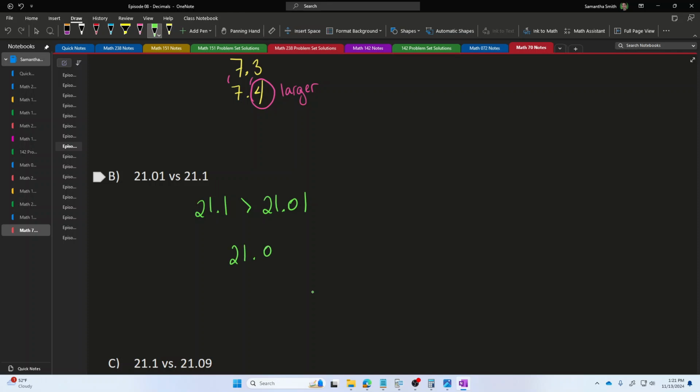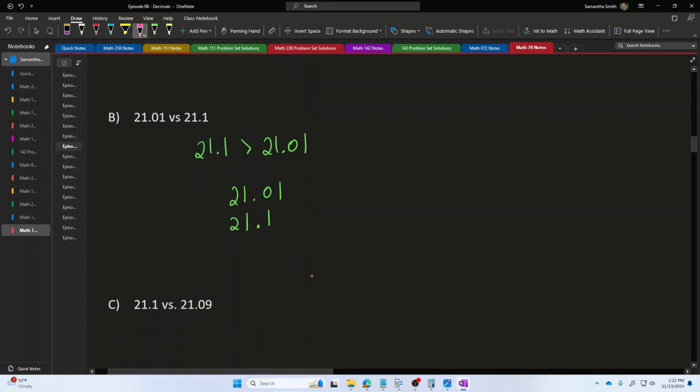Alternatively, I could write these two numbers so that their decimal points are lined up. And then I can go through these numbers from left to right, comparing the digits one by one. Now the first two digits match, the second two digits match, but in the next position, this second number has a higher value in the tenths place than the first number does. So because this one has a bigger number in the tenths place, 21.1 will be bigger overall.